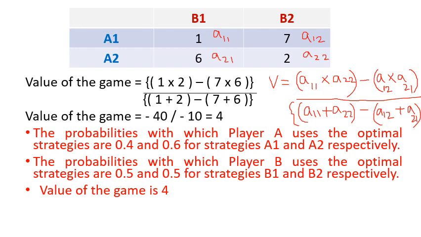The probabilities with which player A will use the optimal strategies are 0.4 and 0.6 for the strategies A1 and A2 respectively. Similarly, the probabilities with which player B uses optimal strategies are 0.5 and 0.5 for strategies B1 and B2 respectively. And the value of the game is equal to 4. This is a mixed strategy problem which is solved by the analytical or arithmetic method.